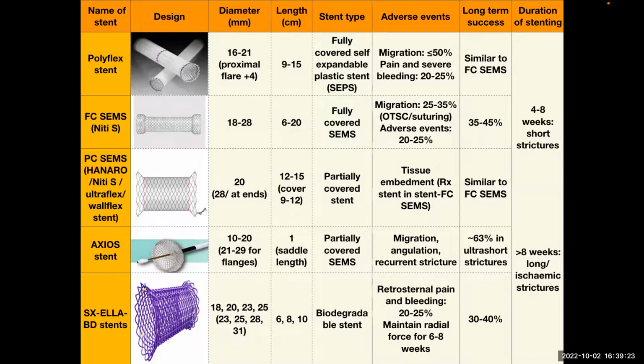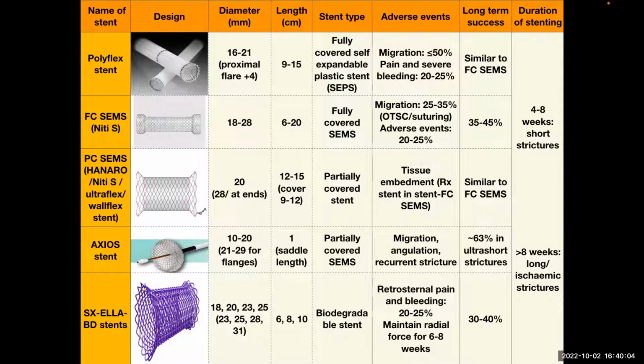You should know the diameter and the length of the stent that you are using, because that is very important in planning your therapy. And the fully covered SEMS is available with a diameter of 18 to 28 and a length of 6 to 20 centimeters. The advantage of fully covered SEMS is less chance of tissue embedment, whereas with a partially covered stent, tissue embedment can occur at the ends, and to remove that, you may need a stent-in-stent technique later on with a fully covered SEMS of the same diameter, because if you keep that more than 4 to 8 weeks, it may get embedded, and in an even lesser period of time with a partially covered stent.